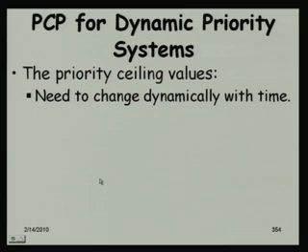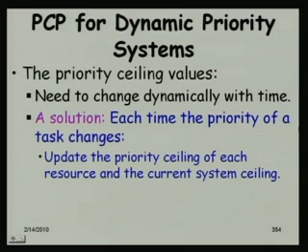Now, we have seen how the analysis of the priority ceiling protocol can be done to check whether a set of tasks will meet their deadline or miss their deadline based on their resource sharing requirement. But what about a dynamic priority system like EDF? Can a protocol such as the priority ceiling protocol be used for a dynamic priority system?